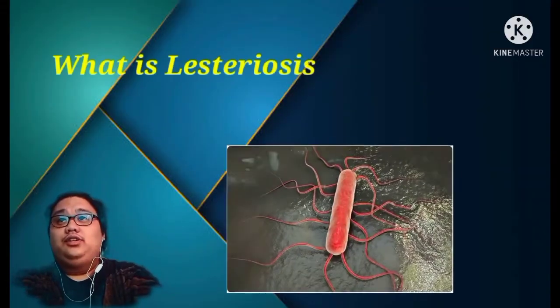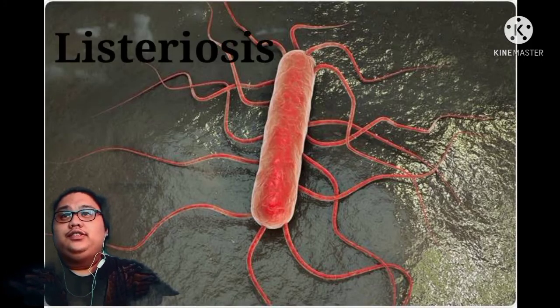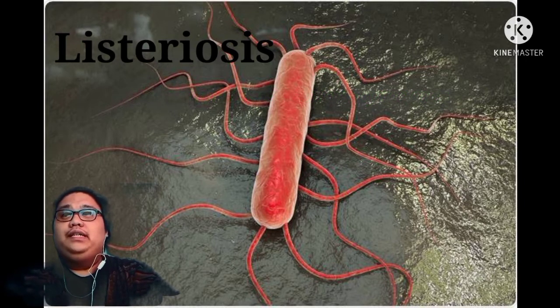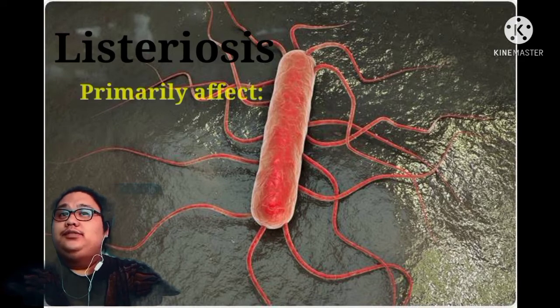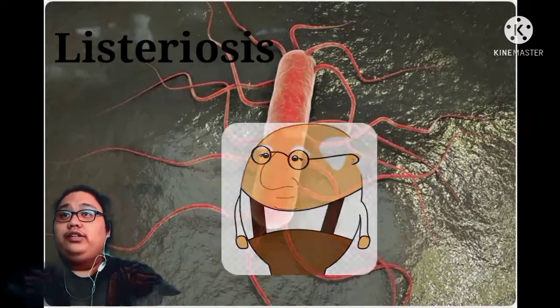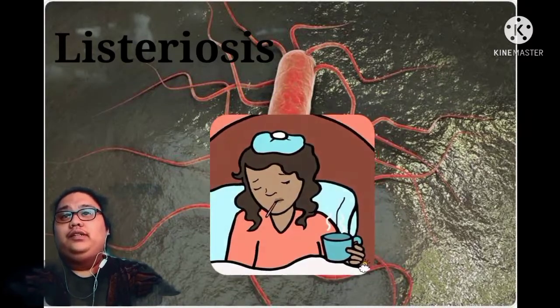What is listeriosis? Listeriosis is a serious infection caused by the germ Listeria monocytogenes. People usually become ill with listeriosis after eating contaminated food. The disease primarily affects pregnant women, newborn babies, older adults, and people with weakened immune systems.